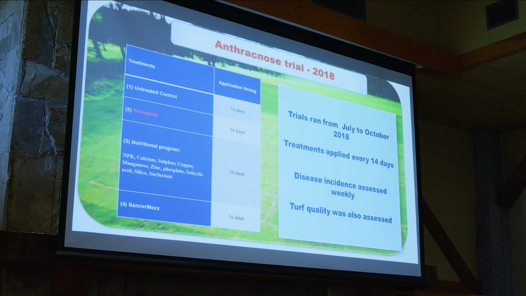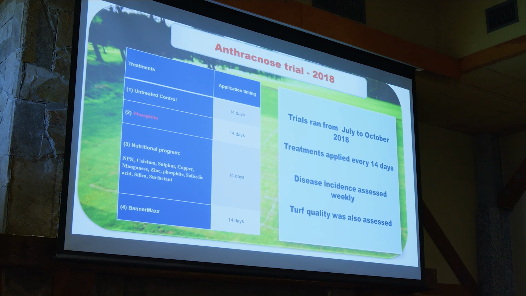2018 was a very dry summer at home, actually, and with a lot of stress, both for greenkeepers and for anthracnose. So we had an untreated control, we had a phosphate, but we had this nutritional program which had NPK, calcium, sulfur, copper, manganese, zinc, phosphate, salicylic acid, silica, and a surfactant. So that was the program we put together.